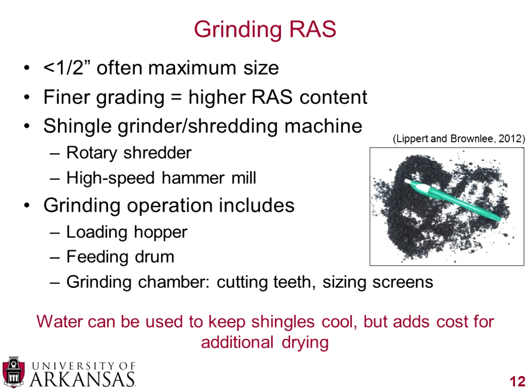And then after it's ground, there's some operations included in that. You need some sort of hopper to load the material. You need to feed it into the drum. It gets ground, and then it comes out on the other side. And within the grinder, you have your cutting teeth, and then you have some sort of sizing screens as well, because you do want to make sure that you're not getting oversized material or that you're getting the gradation you expect, which is why you want those sizing screens at the end of the grinding chamber.